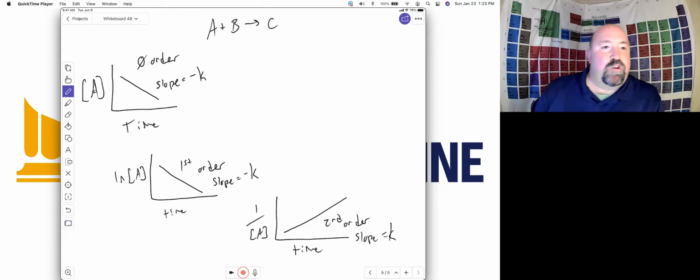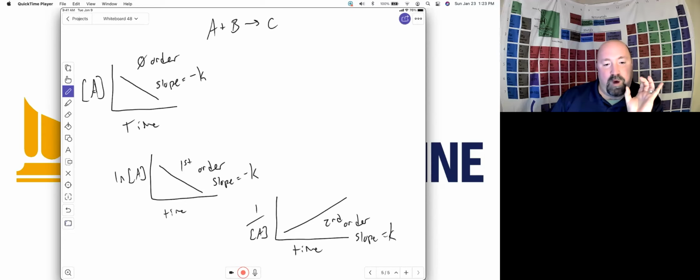And so this means that if we are able to isolate one reactant, we can create these 3 graphs. If we're able to measure the concentration of that reactant over time, then we can do this graph of just the concentration versus time, a graph of the natural log of the concentration over time, or 1 over the concentration versus time. Whichever one of those is linear tells us what the order of the reaction is, tells us that exponent value.